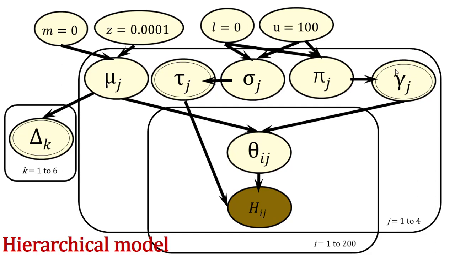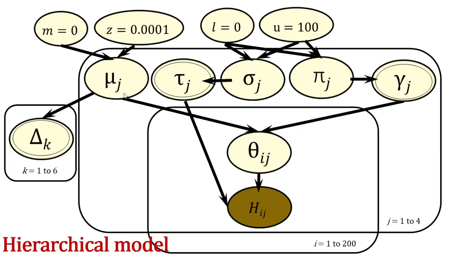And this is again a precision, but at a different level. That gamma is the precision of the normal distribution, and as we did with tau, this is completely determined by the standard deviation of the normal distribution, pi, and this comes from a uniform. The prior for pi is a uniform with lower value 0, upper value 100.